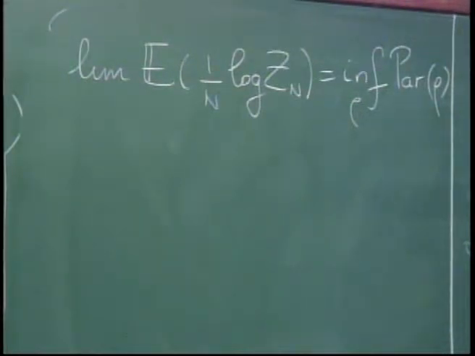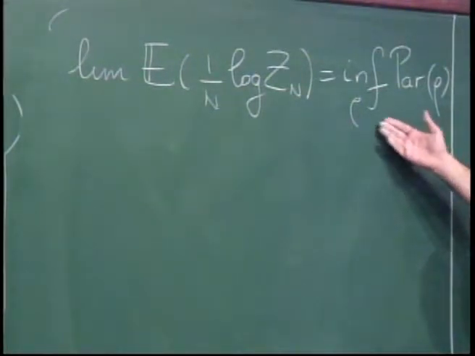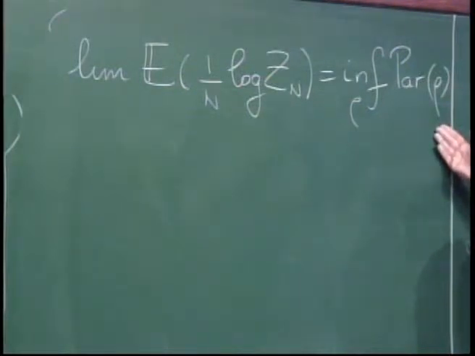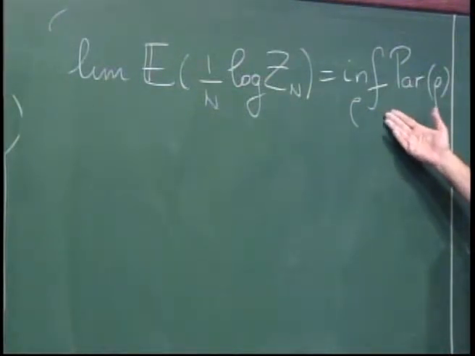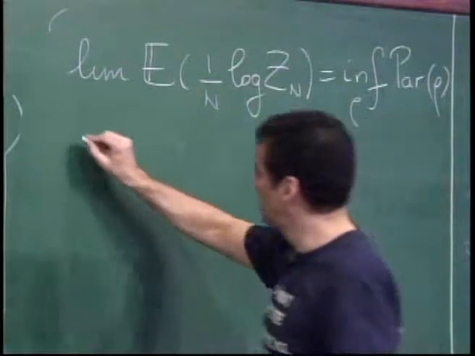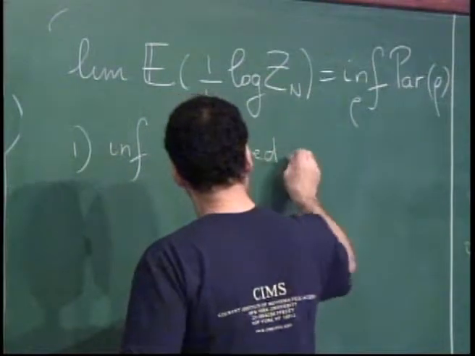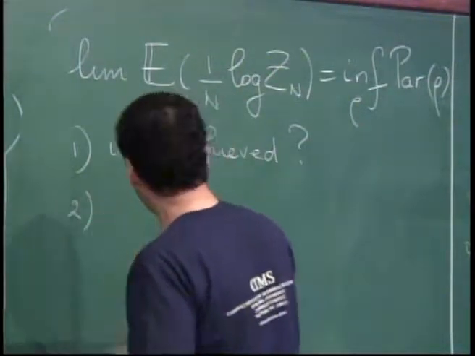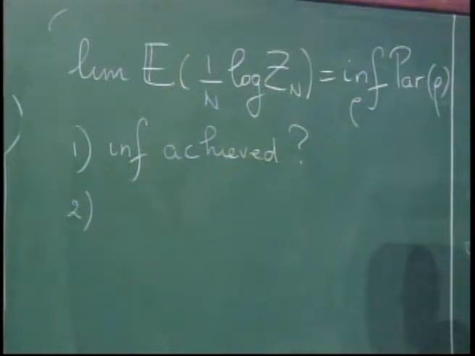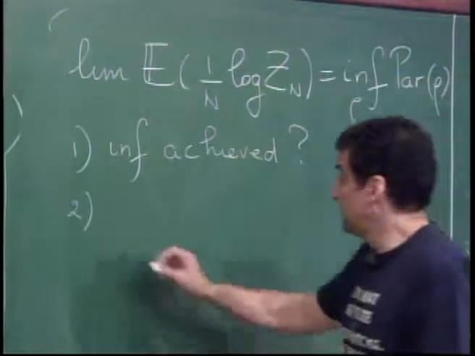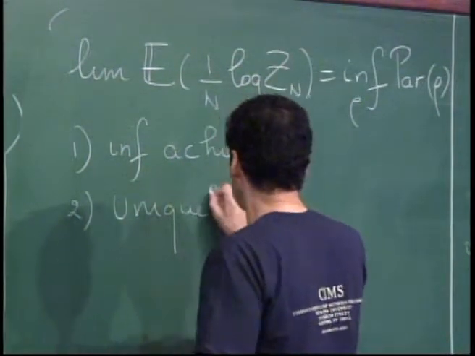So there are many things you want to ask. First, can we compute this? Right? So before that, is this infimum achieved somewhere? Is it a minimum? Second, if it's achieved, modulo some details, we will call such a measure where the minimum is achieved the Parisi measure. Okay? Second, is it achieved uniquely? Is there only one?